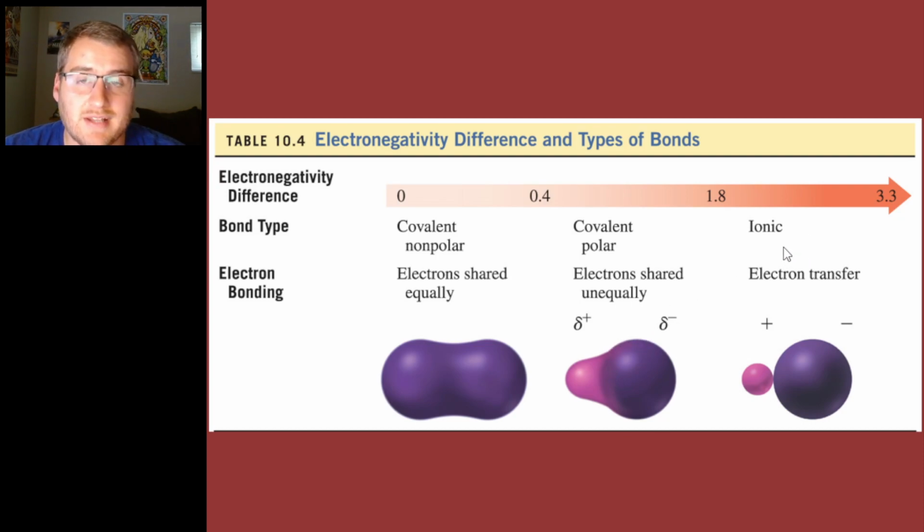In an ionic, it's not like that. It's a complete transfer, right? The entire purple goes over to the more electronegative atom, and the positive atom is left with none of it.